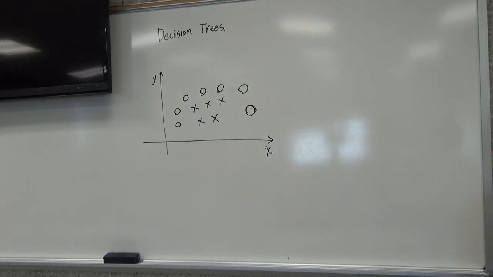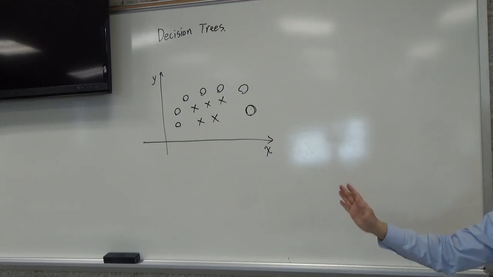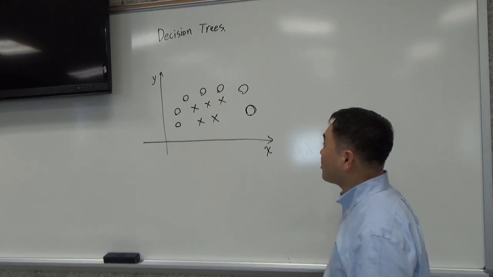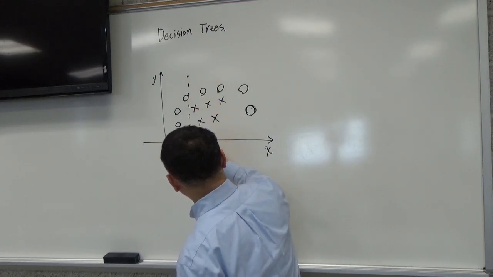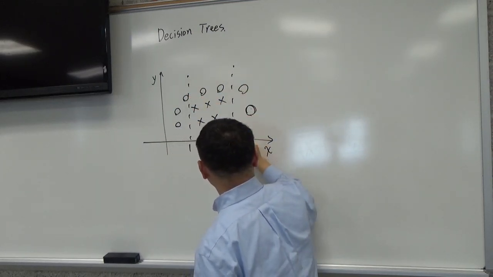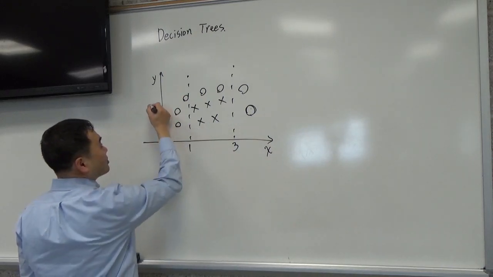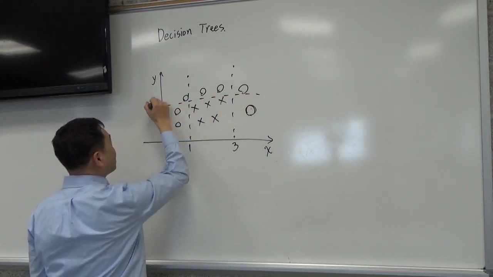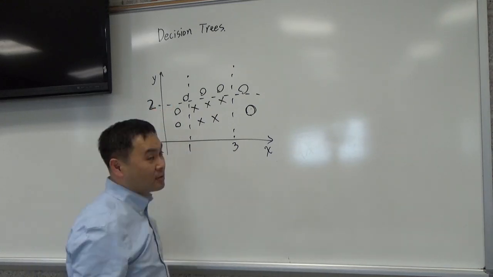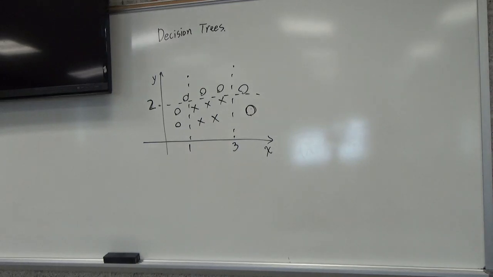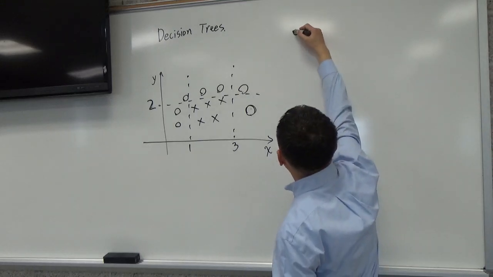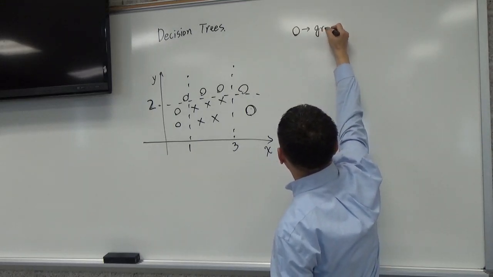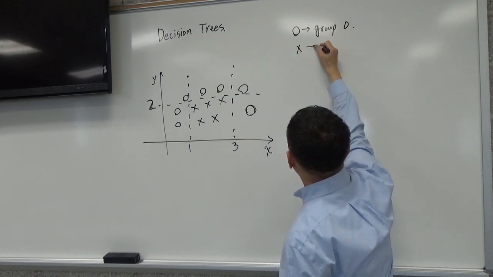And let me show you one. So for now, let me first present you with a decision tree without talking about how you could build one. Right? So I think a nice thing to do would be, let's say this is 1, and let's say this is 3. Okay, and then let's say this is 2. Then the decision tree that can classify this would be like, so let's say circle is group 0 and X is group 1.